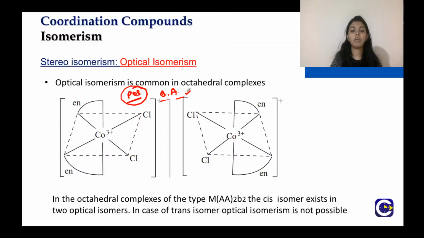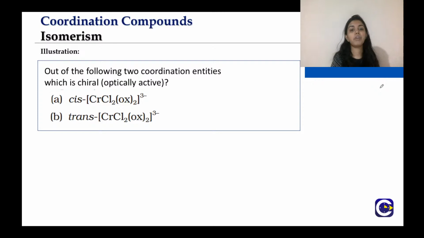Okay. For the cis isomer, one optical isomer is present, but for the trans isomer, because there is a plane of symmetry passing through it, we can have no optical isomer for the trans geometrical isomer. Right? Question: out of the following two coordination entities, which one is chiral? Which one is optically active?